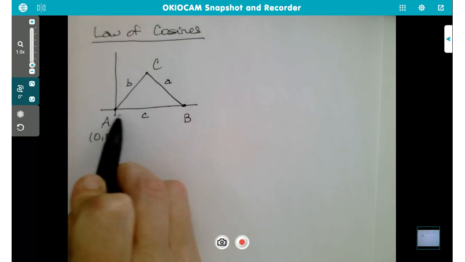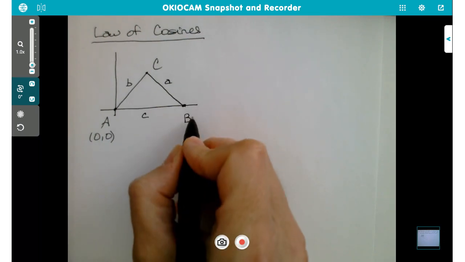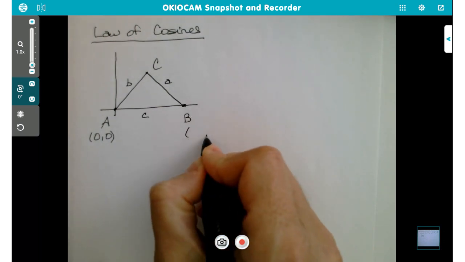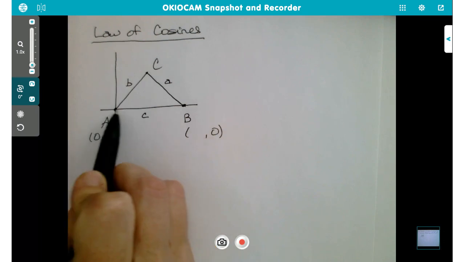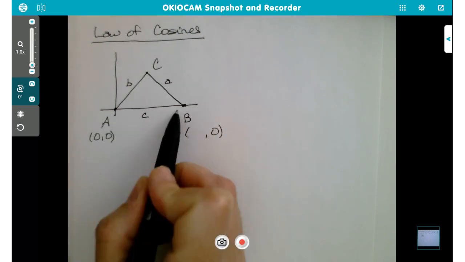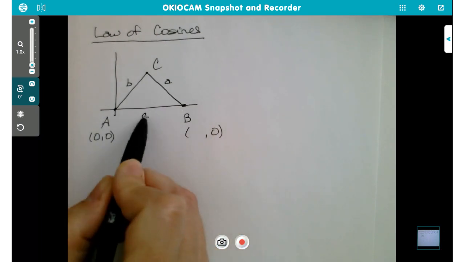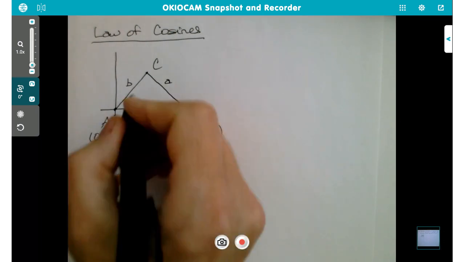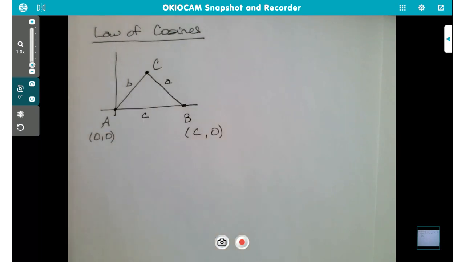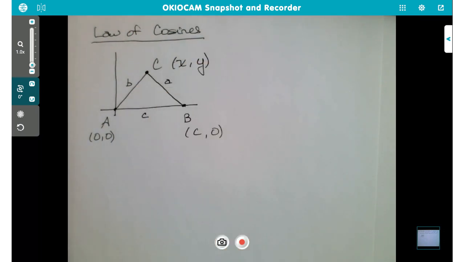Now that I named this distance little c, I can put some coordinates with point B. Point B is on the x-axis, so its y-coordinate is 0. I have a distance of c that starts at the origin and ends at B. That tells me the x-coordinate of point B is c, that length from the origin over to B. Point C up here at this angle, I'm just going to give some arbitrary coordinates, we'll call it x comma y. Let's see what else we know.